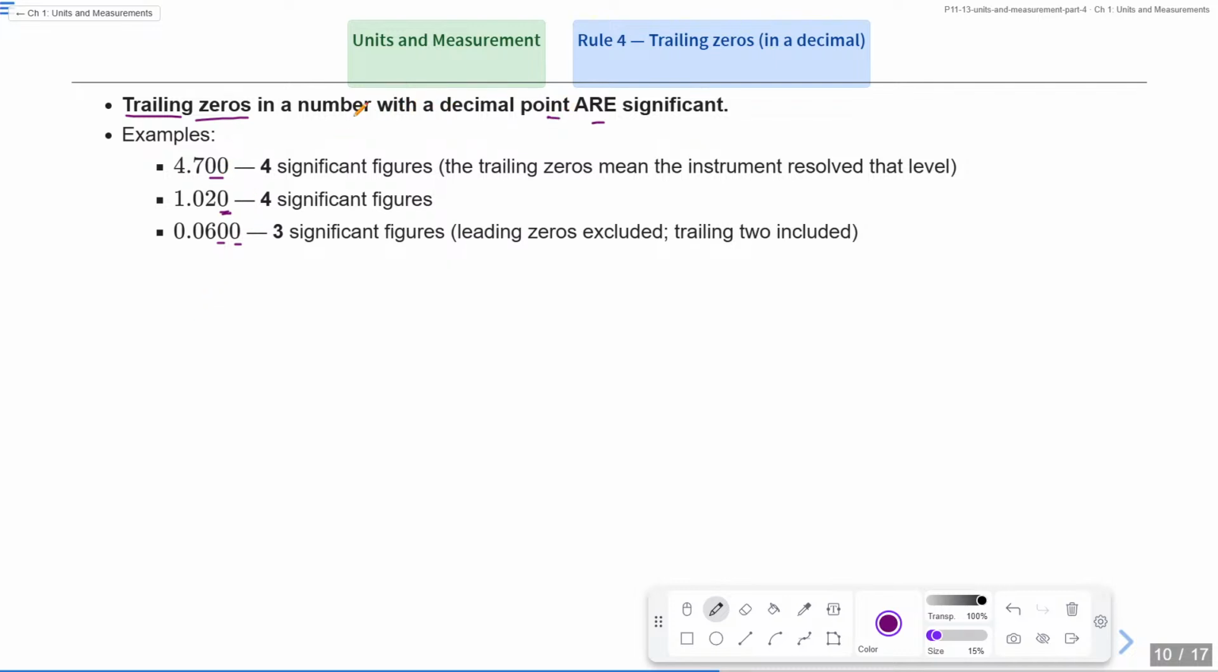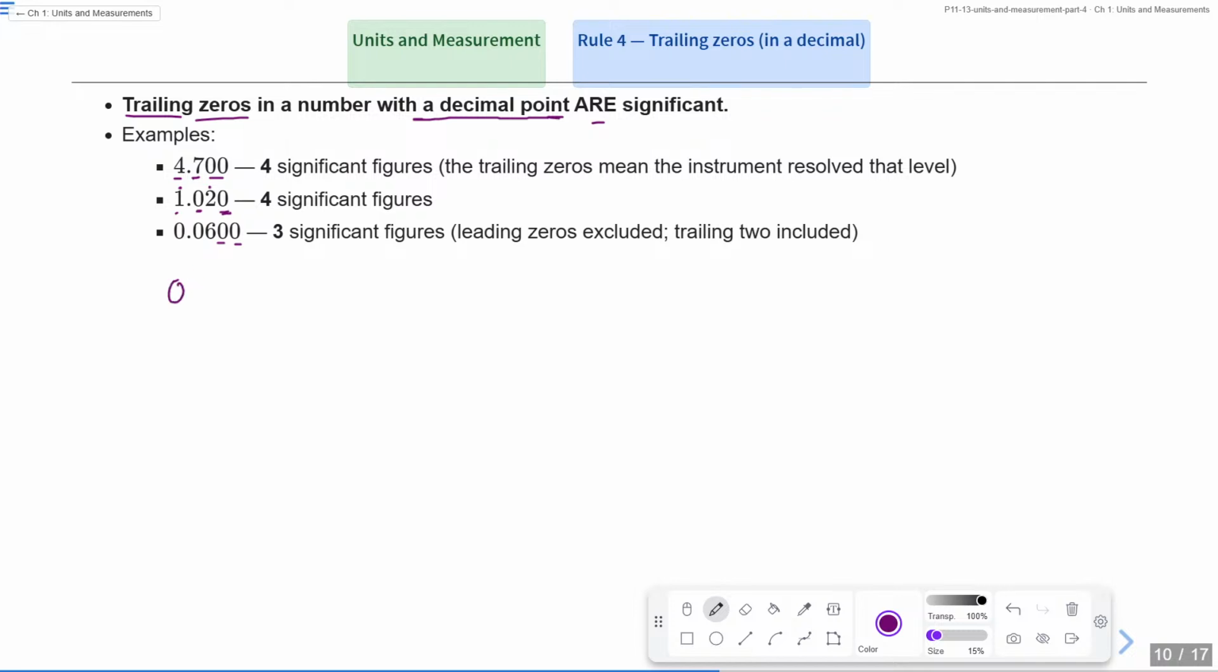So all trailing zeros after the decimal point are significant. That is, there is a condition: trailing zeros after a decimal point. If there is a decimal point, then in 4.700, these two zeros are significant, and these two non-zero digits are already significant. So four significant figures. And 1.020: this 0 is sandwiched between two non-zero digits, so this is significant. Also this trailing 0 after the decimal point is significant.